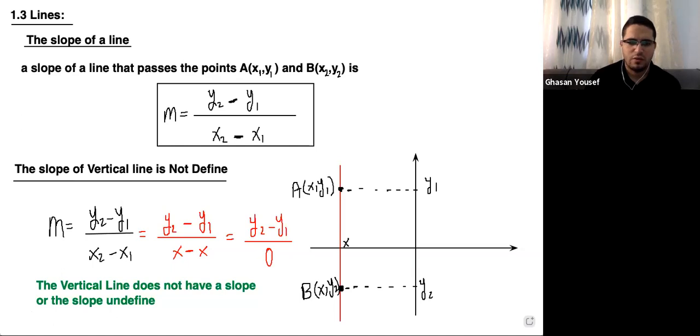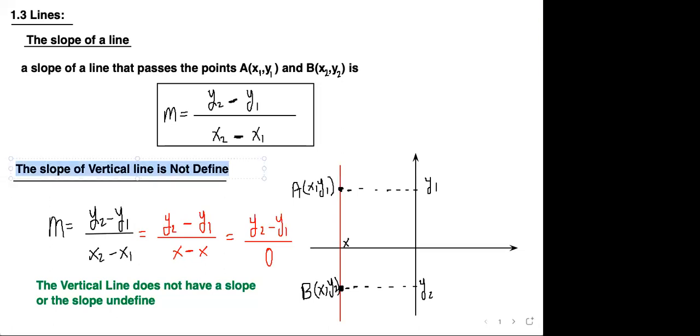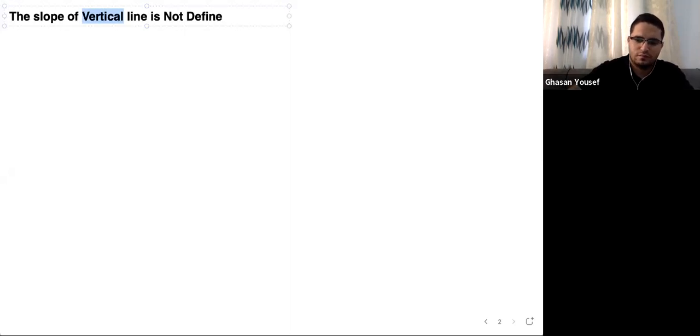Now I'm going over the horizontal line. The vertical line does not have a slope, but what about the horizontal line? What is the slope of the horizontal line? 0. Exactly. I'm going to show you why the slope of a horizontal line is 0.